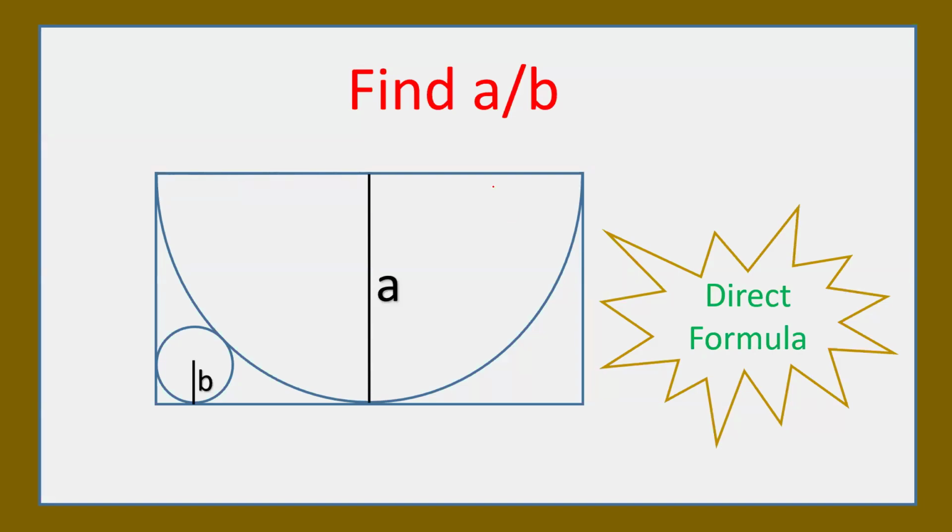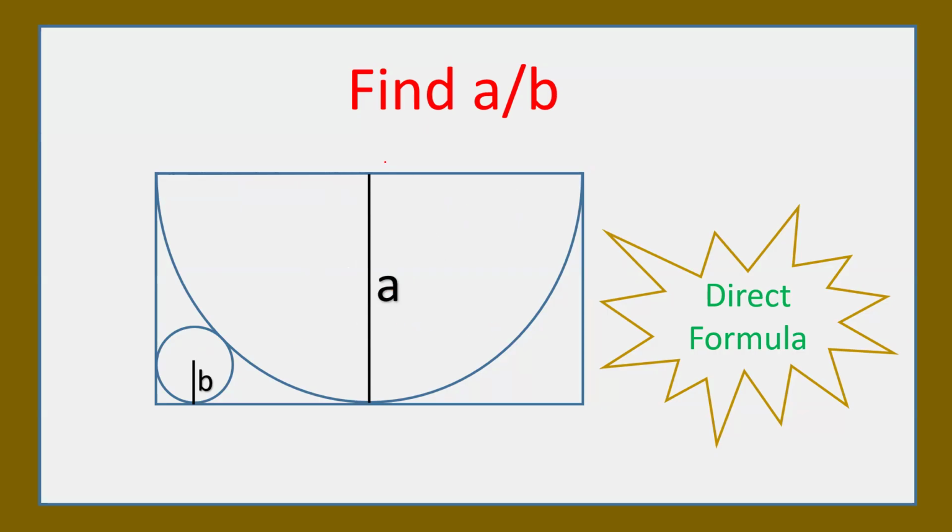Hello students, in today's video we are going to learn a direct formula to find the radii of a semicircle and a circle such that the semicircle touches three sides of a rectangle and the fourth side of the rectangle coincides with the diameter of the semicircle, and the circle touches two sides of the rectangle as well as the semicircle, and we have to find out the ratio of radii of these two, and there is a direct formula.